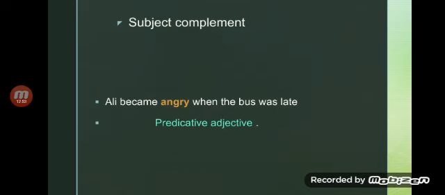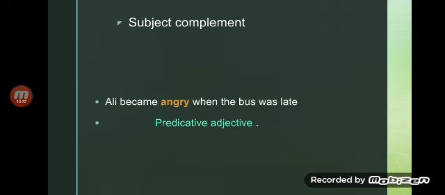On the other hand, what is a predicative adjective? Ali became angry when the bus was late. The predicative adjective describes or modifies the subject of a sentence. It modifies the subject of a sentence and it follows a linking verb. In fact, it is contrary to attributive adjective. How is it contrary to an attributive adjective?